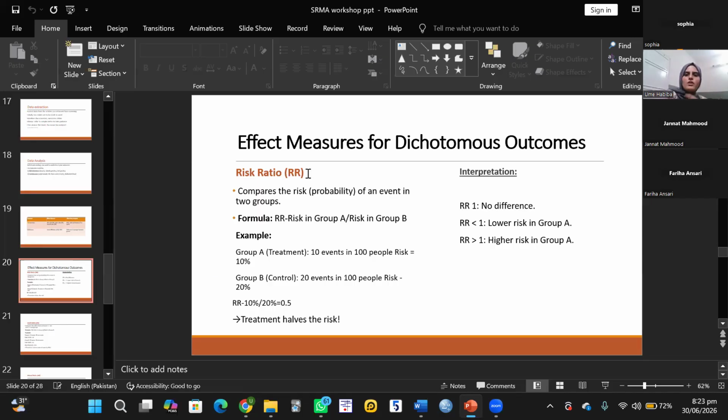So you interpret it this way: if risk ratio is 1, it means there is no difference between the risk of a certain event happening in either the treatment group or the control group. It means it's the same. If risk ratio is less than 1, it means that risk is lower in group A. Group A is your intervention. If risk ratio is greater than 1, it means there is higher risk of that adverse effect happening in group A, right? Less than 1, lower risk. Greater than 1, higher risk.